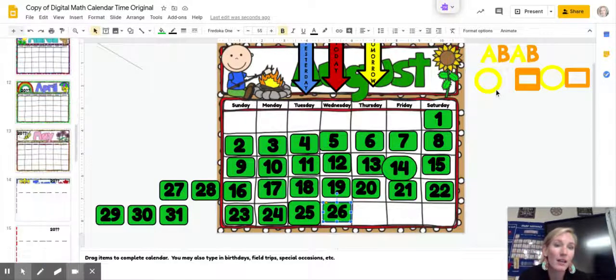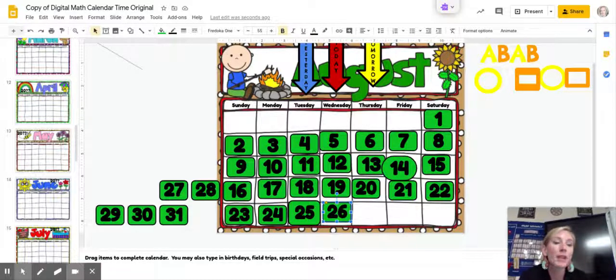Oh, before we do that, let's talk about our pattern. It's an A-B pattern, and we talked about that earlier. That when you start a pattern, you start with A. And if that pattern changes, you go to the next letter in the alphabet, which is B.